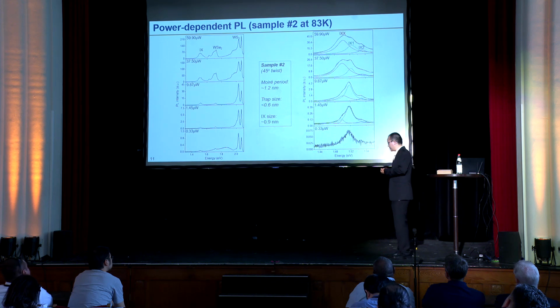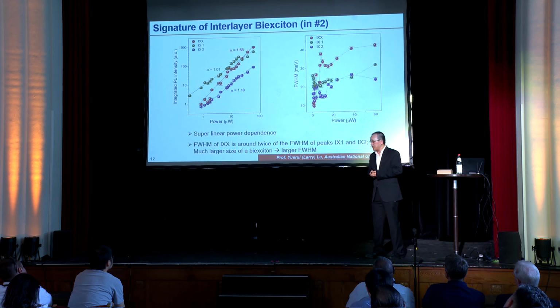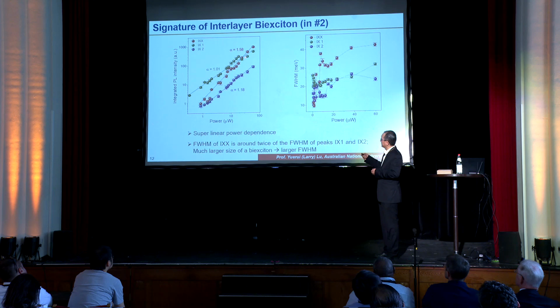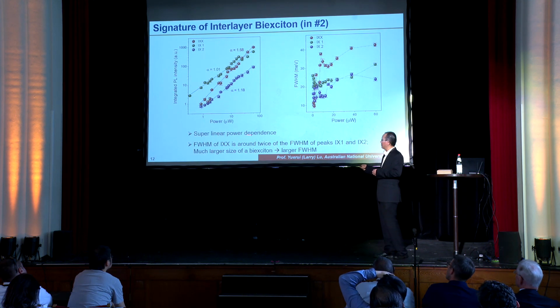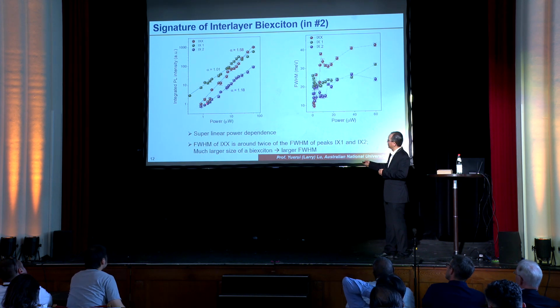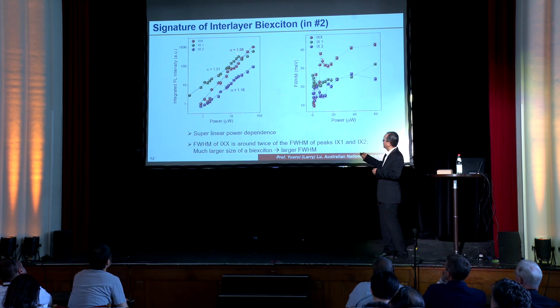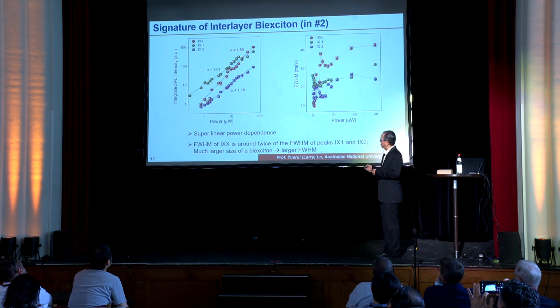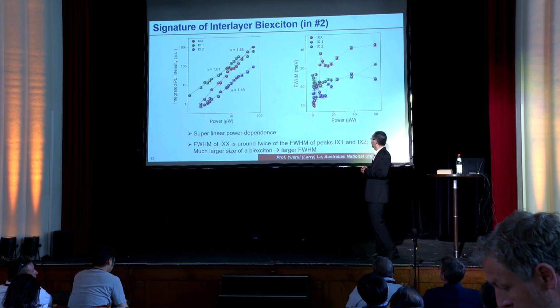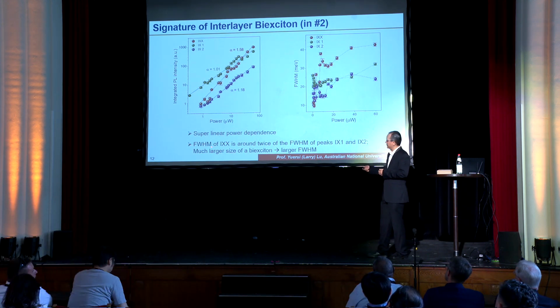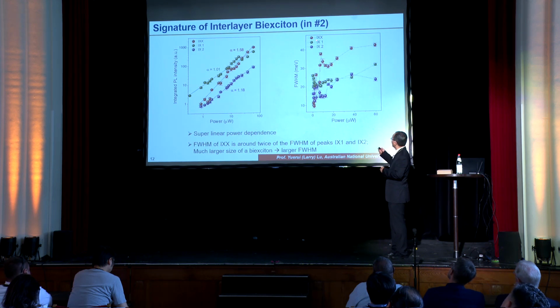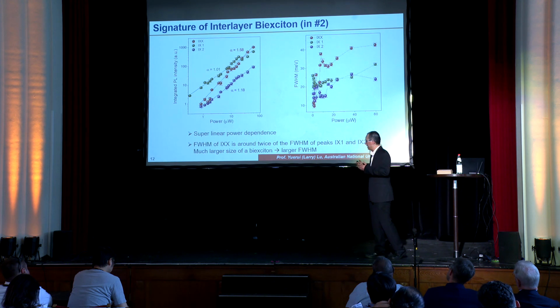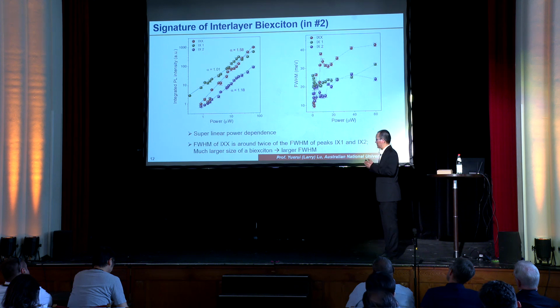This assignment was supported by 4 signatures I would like to share with you. The first signature is the superlinear power dependence. This peak shows this kind of superlinear power dependence, but the other peaks, IX1 and IX2, show linear power dependence. The second signature is the line width of the peak. The line width of this peak is much broader than the other peaks. This is one signature of the interlayer bi-exciton, because those kind of excitons will show much larger size.